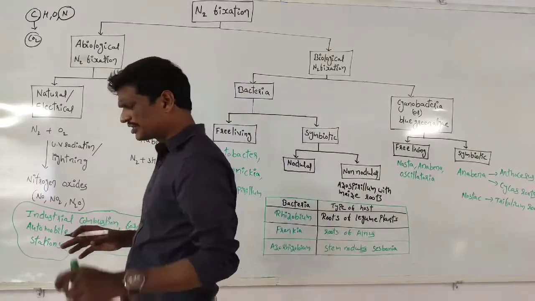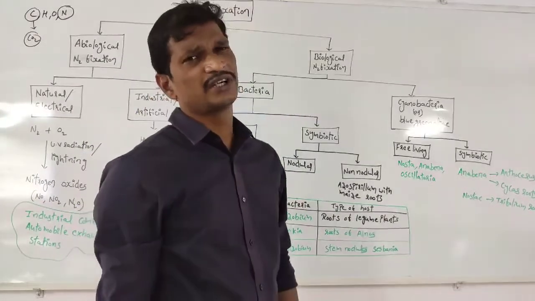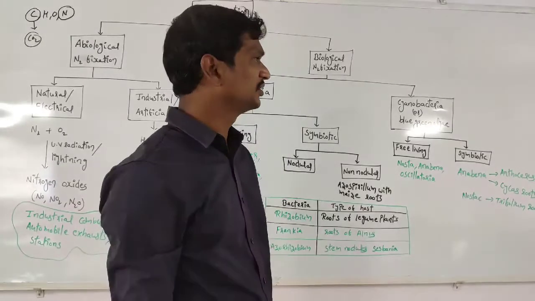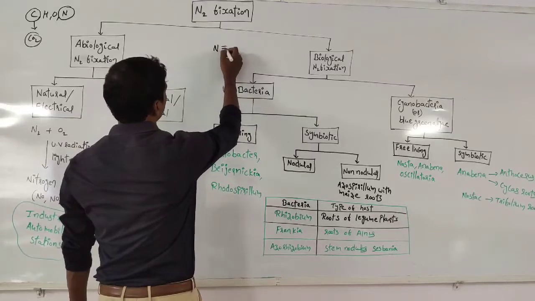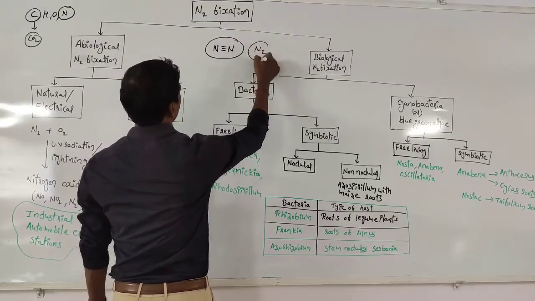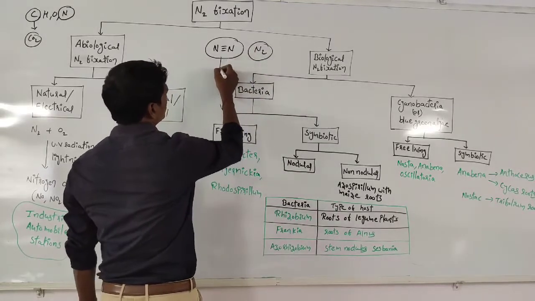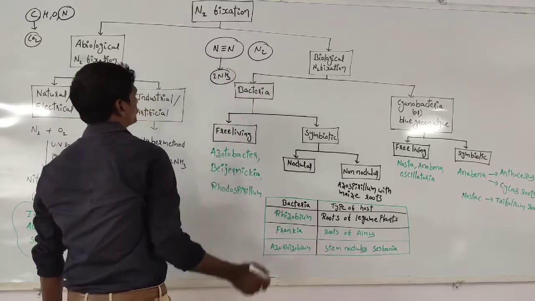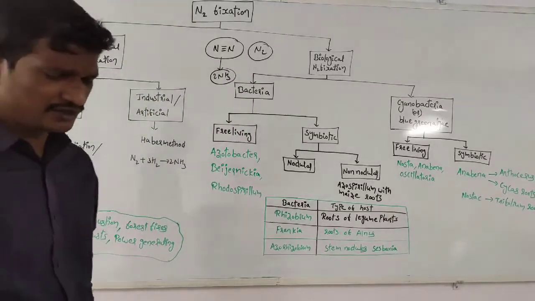And see, what is nitrogen fixation? Remember, inorganic nitrogen is converted into organic nitrogen. In the atmosphere, nitrogen is available in the form of N2. This is nothing but inorganic nitrogen. That inorganic nitrogen is converted into ammonia. So this step is called nitrogen fixation.